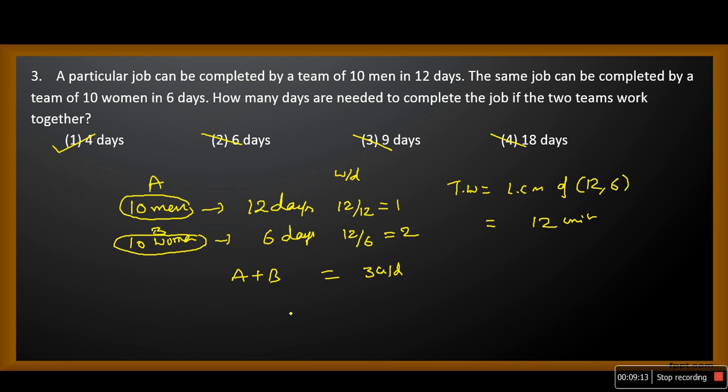So the number of days required to complete the work will be total work, 12 units, divided by work done per day. Work done per day is 3 units per day, that equals 4 days. This is the process. Okay, next.